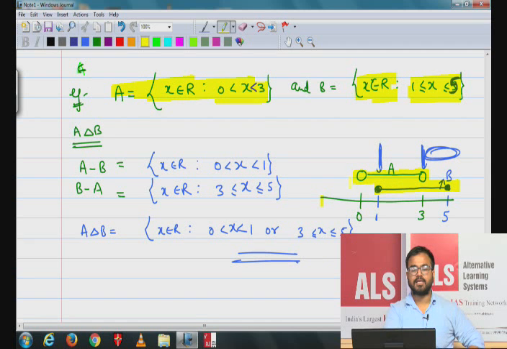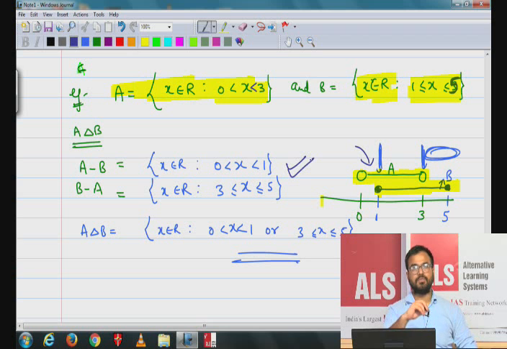Since A minus B means from the set A we have to eliminate only those values which are part of B, you can see in set A the part of B is from 1 to 3. This will be totally removed, and 1 is also getting removed since 1 was part of B. So what is left of A is only this region, from 0 to 1, and since 1 is excluded, 1 is not included. So this is A minus B.